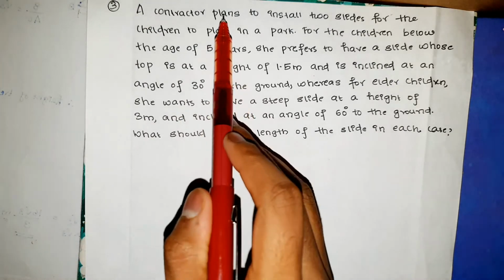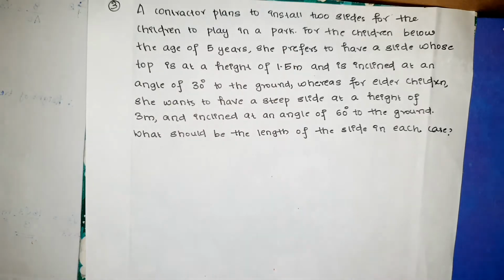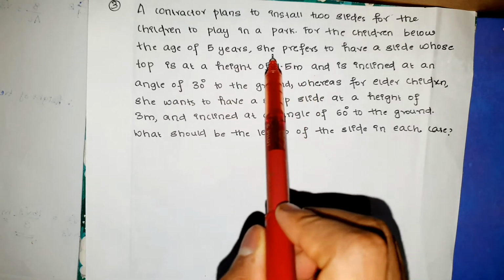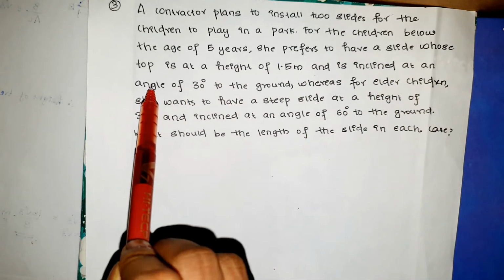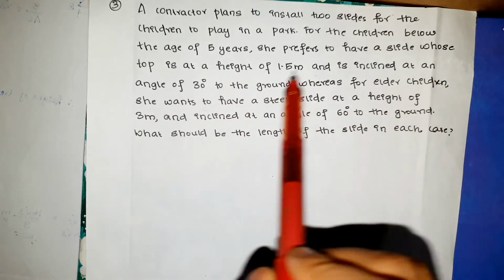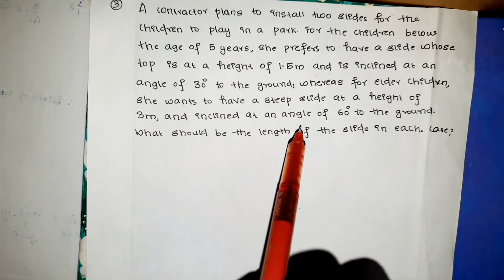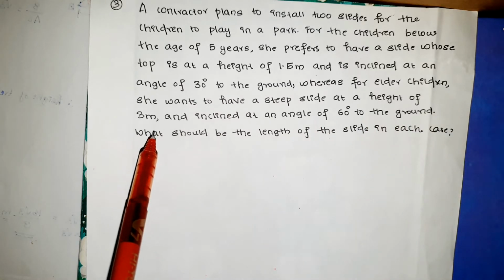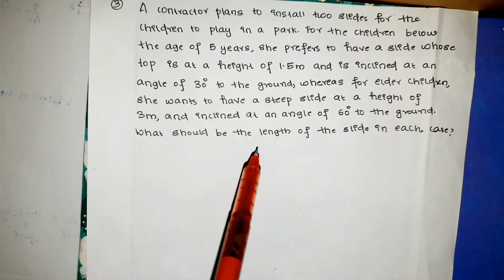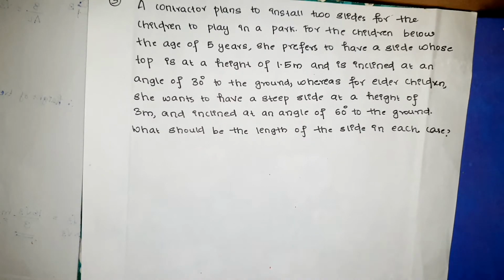A contractor plans to install 2 slides for the children to play in a park. For the children below the age of 5 years, she prefers to have a slide whose top is at a height of 1.5 meter and is inclined at an angle of 30 degree to the ground. Whereas for elder children, she wants to have a steep slide at a height of 3 meter, and inclined at an angle of 60 degree to the ground. What should be the length of the slide in each case? That is the question. So first we can draw the figure.